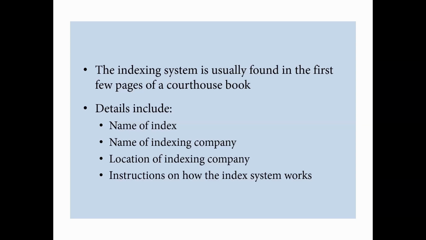A lot of times you'll find with the more modern indexing records, let's say late 19th century, that you might even get details such as the name of the type of index that was used, the name of the indexing company, where they're located, and instructions on how the index system works. So you want to make sure you're taking a look at those first few pages to help you understand an index, especially if you're not sure about how to find a name in there.